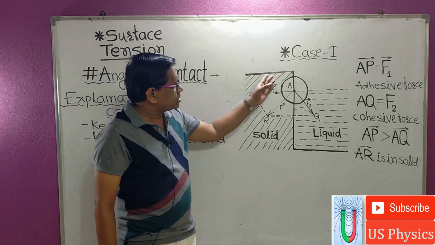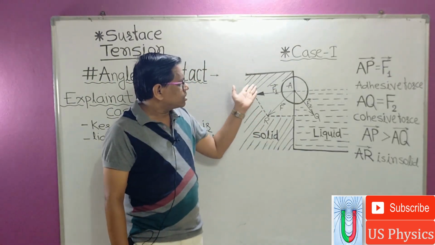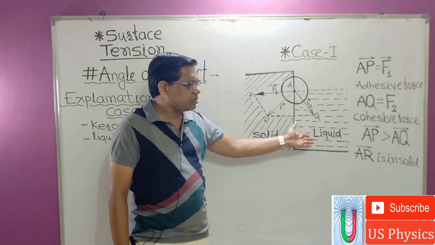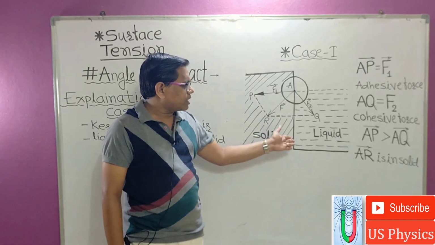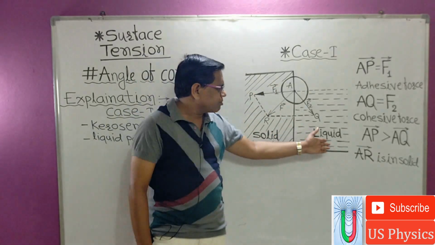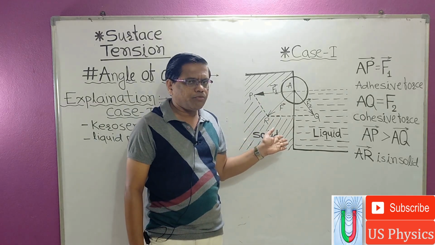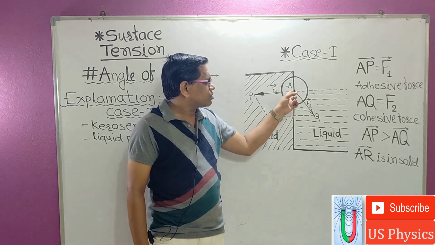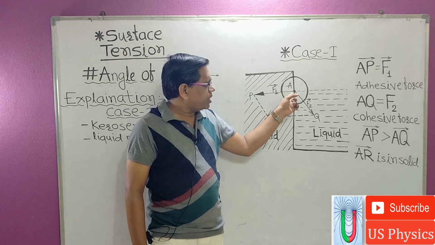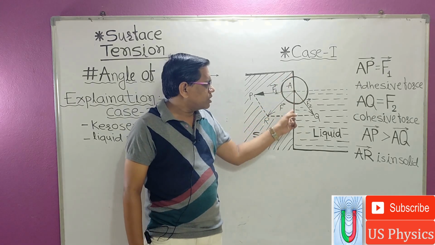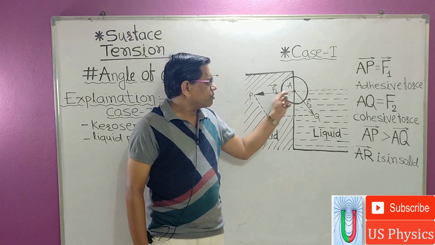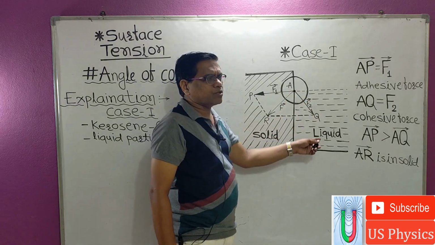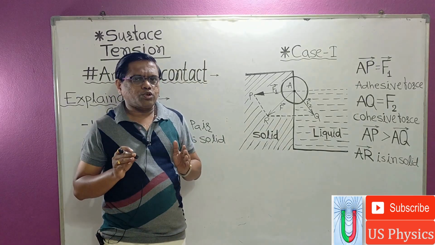For that, in the diagram we indicate a liquid which is filled in a solid such that the liquid partially wets the solid. This is the free surface of the liquid. On this free surface, let us consider a molecule A of the free surface of the liquid which is in contact with the solid.